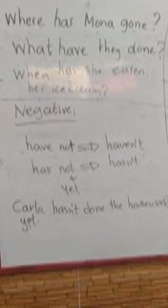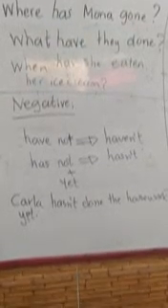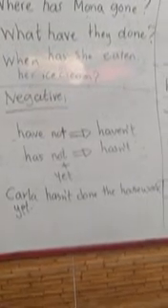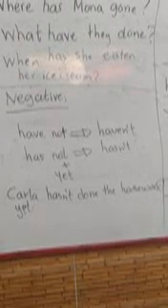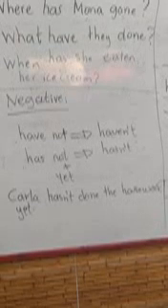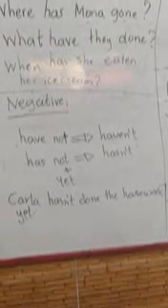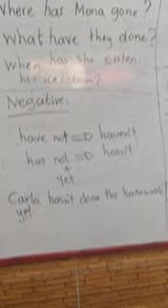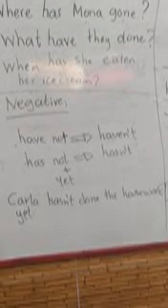Let's move to the negative form in the present perfect. We use haven't and hasn't. Here we have the short form of have not: we cross the O and we put an apostrophe. Then we have hasn't, we cross the O and we put an apostrophe. And don't forget that we use yet in the negative sentences. For example, Carla hasn't done the housework yet. Hasn't is negative, and we put yet at the end of the sentence.